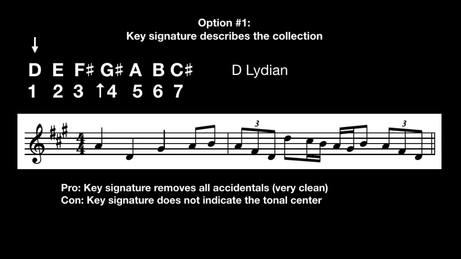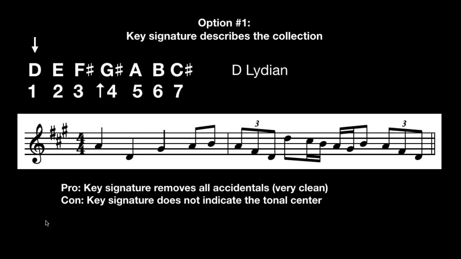The first example, I'm going to call this option 1, uses a key signature that simply describes the collection of notes. So in this D Lydian collection, we have 3 sharps, and the key signature puts all 3 of those sharps right there. So what are the advantages to that approach? Well, it certainly is clean. It removes all accidentals from the score. But what about this method is not so great?